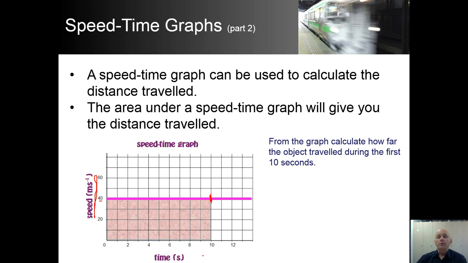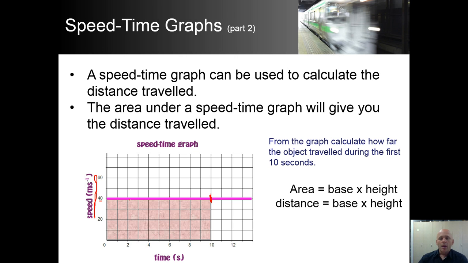And to do that, we find the area under the line. In this case, it's a nice rectangular shape, and as I hope you already know, area equals base times height. That for a rectangle, base times height, or you may know it as length times width. Doesn't really matter. And distance equals base times height.